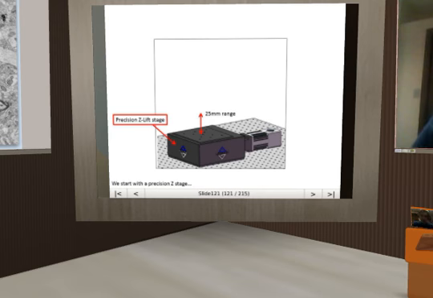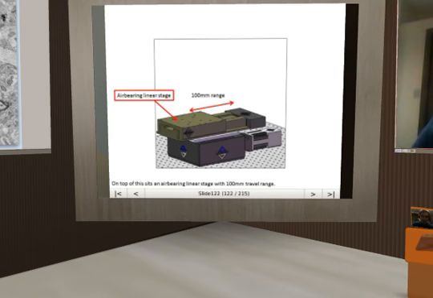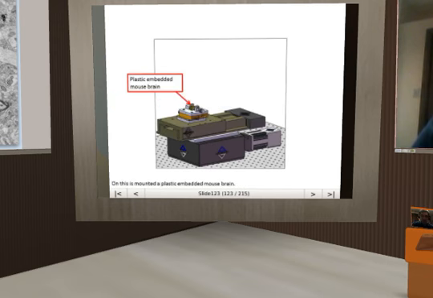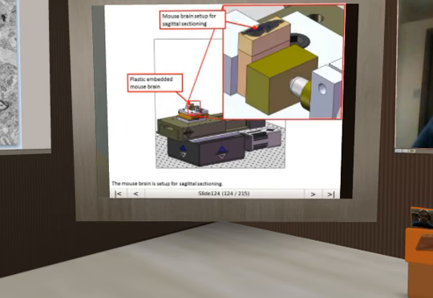So we start with a precision Z stage. And on top of this sits an air-bearing linear stage with 100 millimeter travel range. And on top of this is mounted a plastic-embedded mouse brain. The mouse brain is set up for sagittal sectioning, as shown here.